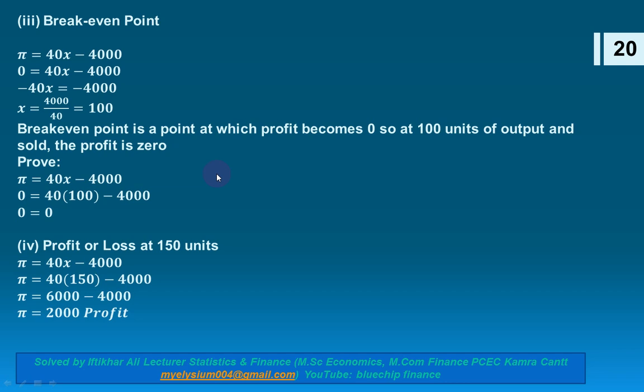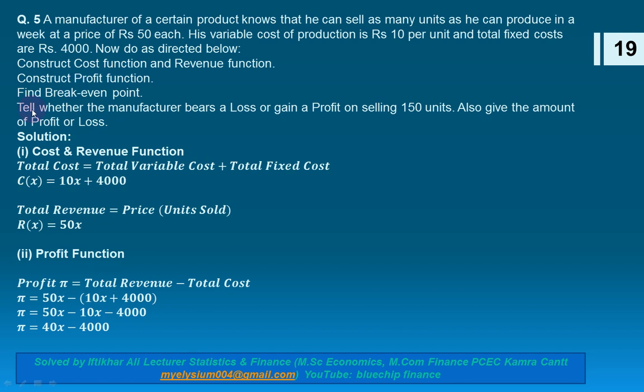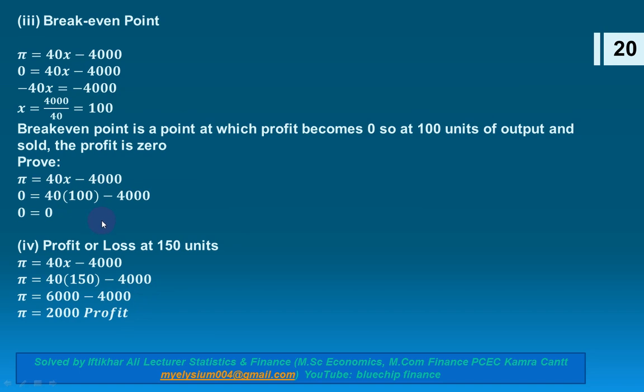You can prove this here after putting 100 instead of x, and you can see that profit is 0. Next he is asking to tell whether the manufacturer bears loss or gain on selling 150 units. Also give the amount of profit or loss. I already discussed that if there are more than 100 units, then obviously there is a profit. So when we put 150 instead of x, total profit will be 2000.